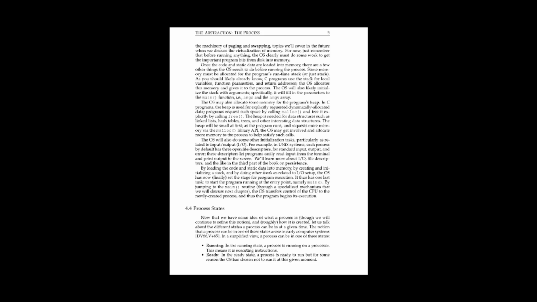By loading the code and static data into memory, by creating and initializing a stack, and by doing other work related to I/O setup, the OS has now, finally, set the stage for program execution. It thus has one last task: to start the program running at the entry point, namely main. By jumping to the main routine through a specialized mechanism that we will discuss next chapter, the OS transfers control of the CPU to the newly created process, and thus the program begins its execution.